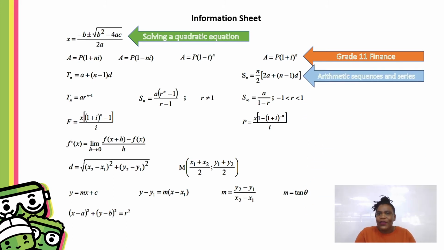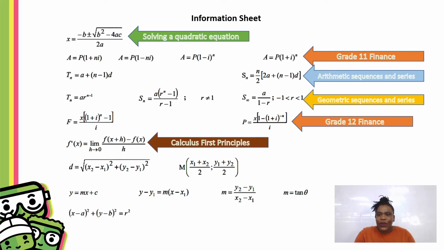Once you get to sequences and series, you have that section of formulas. These are grade 12 sequences and series, which are your geometric sequences and series. That's for your grade 12 finance. Your calculus is there, and then you have your analytical geometry. So know what is where on your formula sheet, so that when you're busy with a certain question, you know exactly where to look and you don't waste too much time trying to find things on your formula sheet.